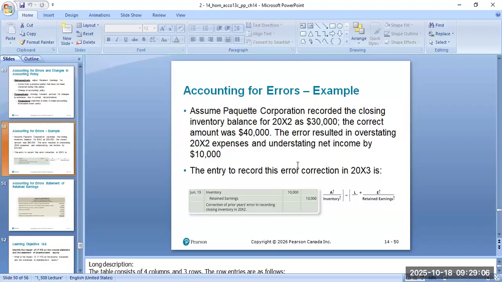Now we have to correct that. What that means is we have to take 10,000 out of the cost of goods sold, which reduces the cost of goods sold. That's going to increase the gross margin, and that's going to increase the net income by the 10,000. But we're not going to change the net income. We're going to see where the net income goes. The net income goes to the retained earnings. For that reason, we're going directly to the retained earnings and increasing them by crediting retained earnings and increasing the inventory by the 10,000.